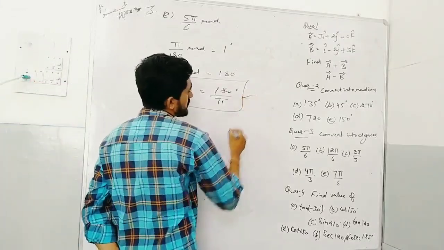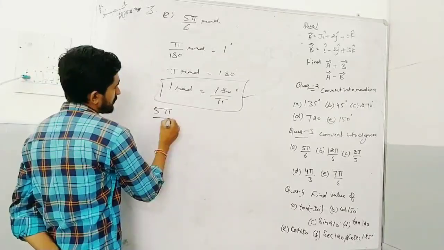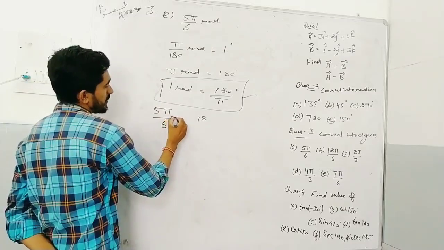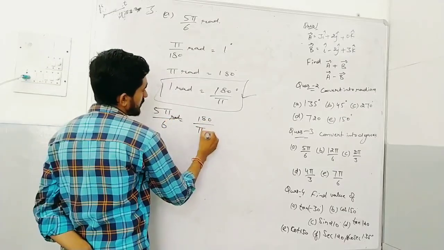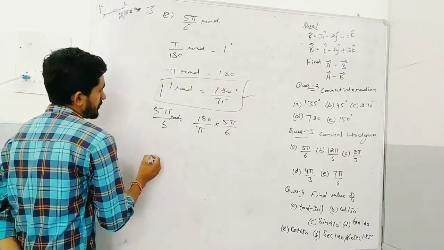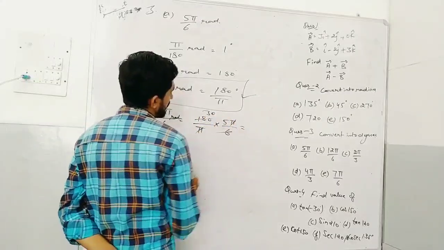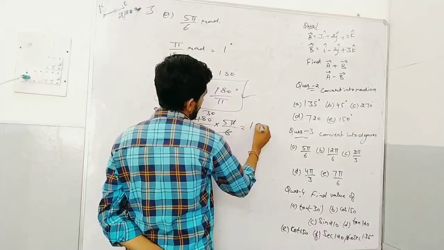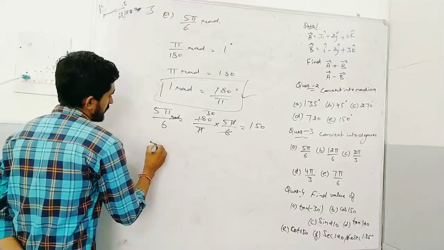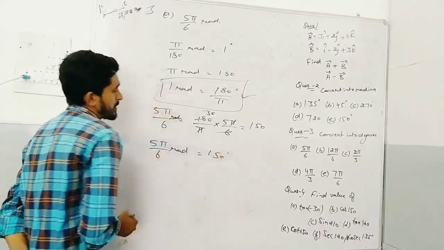I am proceeding from this step in the upcoming parts. Multiply both sides with 5 pi upon 6 radians. Here 180 upon pi into 5 pi upon 6. Pi cancels out, 6 into 30, and then we have 30 into 5, which gives me 150. Then 5 pi upon 6 radians is equal to 150 degrees.